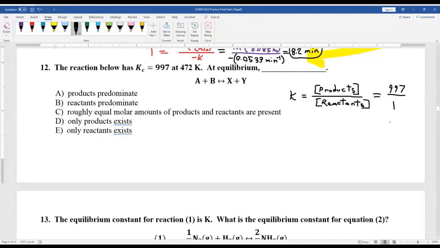So basically, if K is greater than 1, that means there's more products. If K is less than 1, that means there's more reactants. So greater than 1, more products, less than 1, more reactants. If it's to be greater than 1, the numerator has to be greater than the denominator. To be less than 1, the numerator has to be less than the denominator. So yeah, that's a pretty straightforward question.